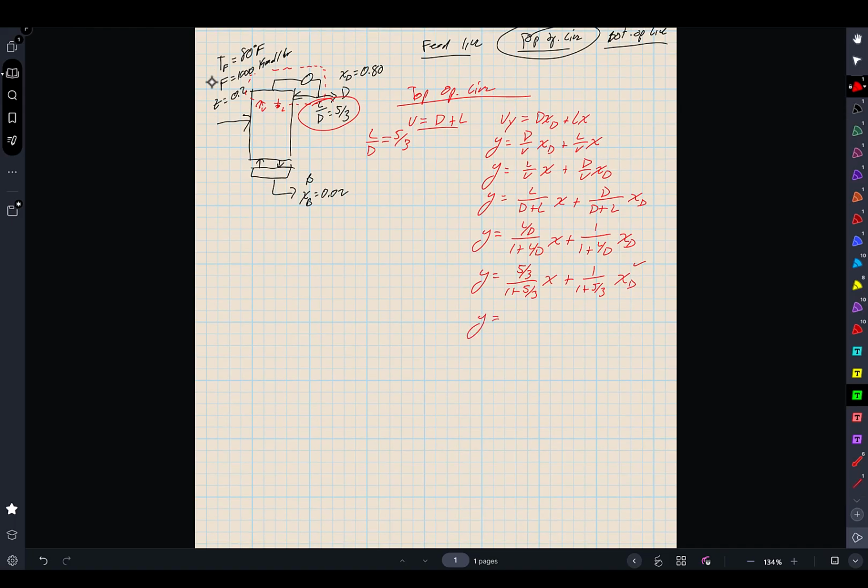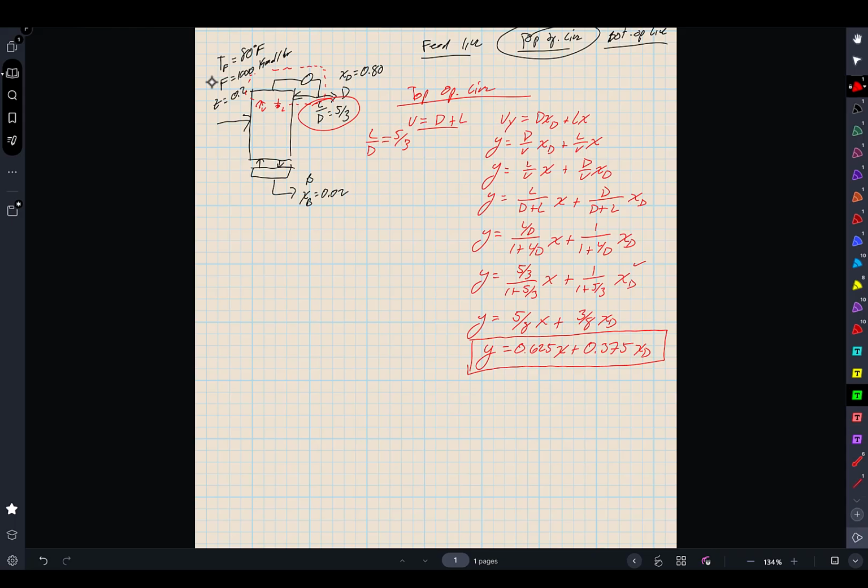So now at this point we can figure out what our top operating line equation is going to be. It's going to be 5/3 over 8/3 times x, where the thirds just cancel and we end up with 5/8 x plus 1 over 8/3, which if we just take that, will be 3/8 times xD. Okay, so what we have is our top operating line equation. If we want, we could put it in terms of decimals and say that y is equal to this right here. Okay, so that's our top operating line, so we have that already.